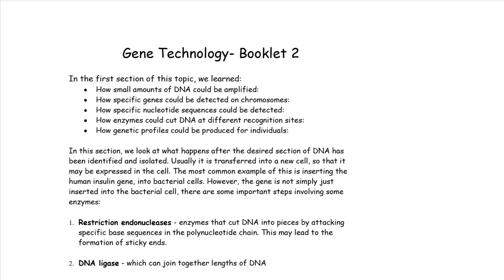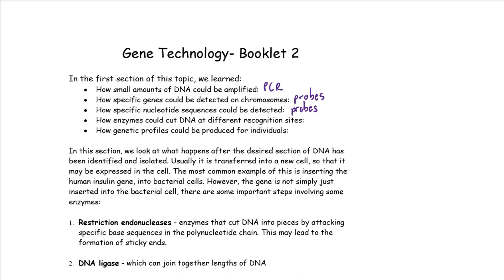Okay, so on to the next little part of gene technology. In the first little part of it, we learned how small amounts of DNA could be amplified, and that was using the polymerase chain reaction, or PCR. We learned how specific genes could be detected on chromosomes, which was using DNA probes. We also learned how specific nucleotide sequences could be detected, which was using probes as well.